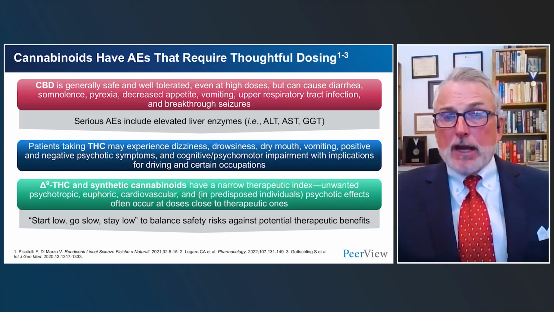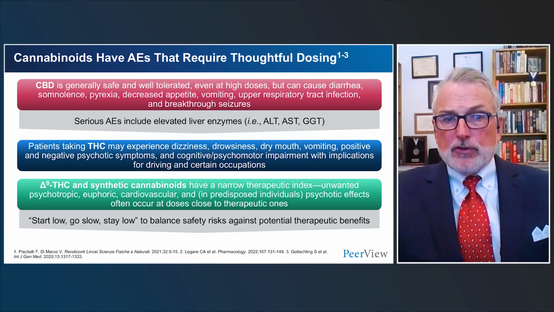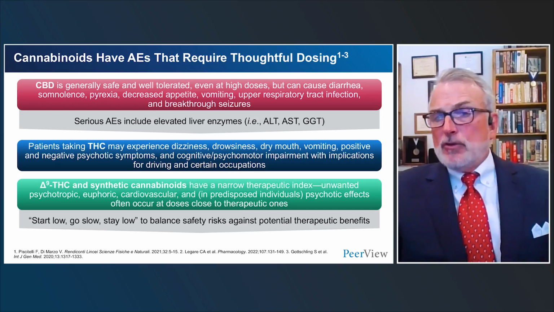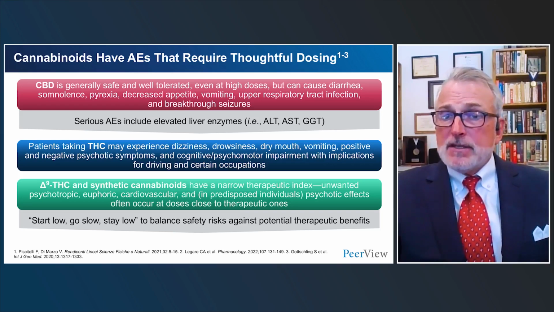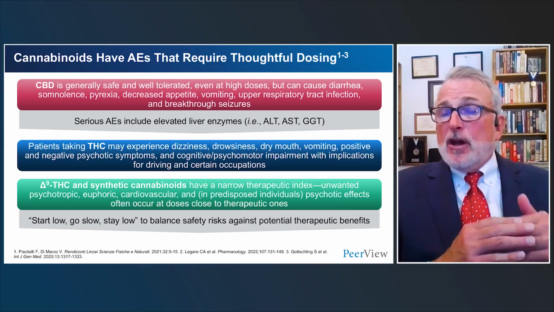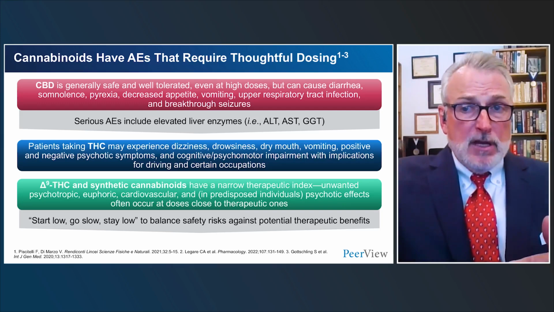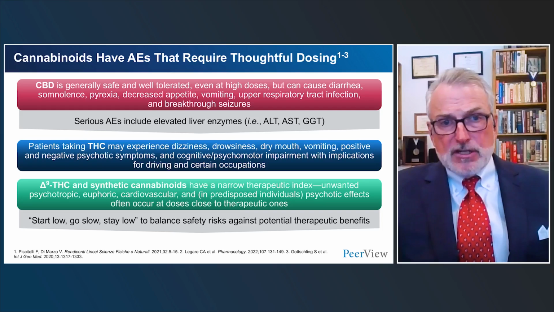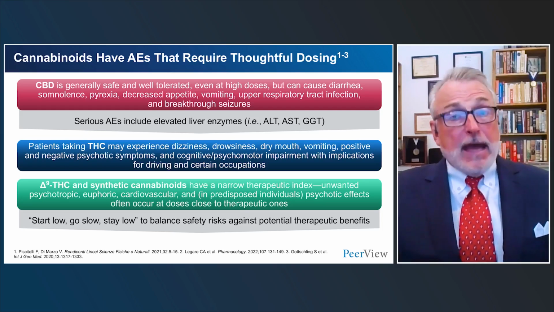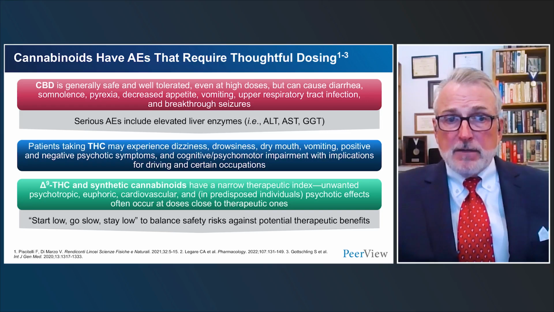It is very important to recognize that cannabinoids have adverse effects that require very thoughtful dosing. CBD in general has a very positive, very beneficial therapeutic index. It takes a relatively low level to have a therapeutic benefit, but it takes extraordinary levels to have toxic effects. And that's why we can give very high concentrations to pediatric patients. But at high enough concentrations following chronic use, we can get some serious side effects, including elevated liver enzymes.